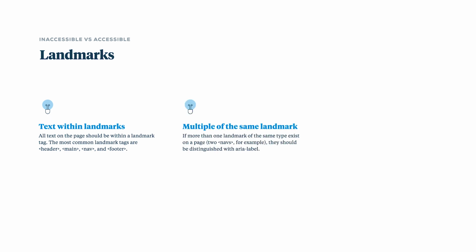Next, we have multiple of the same landmark. If you have two navigations, for example, on your page, you want to use an ARIA label to distinguish them so that somebody using the landmark feature on a screen reader can distinguish between which navigation they want to go to. Next, we have minimal landmarks. You do want to keep your landmarks to a minimum because this list is meant to be short so that users can pop into whatever page they want without scrolling a huge list.